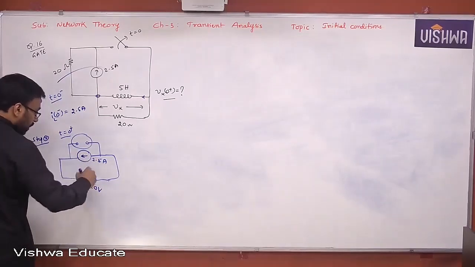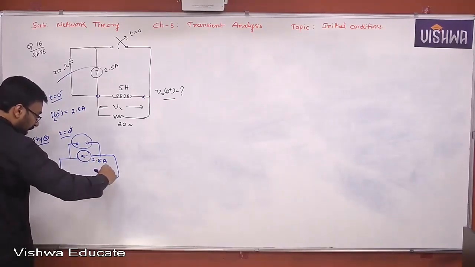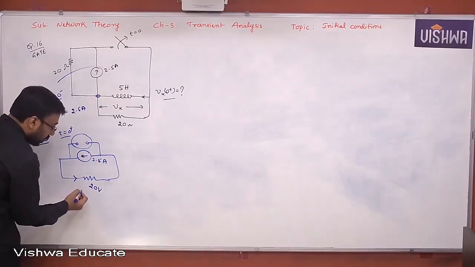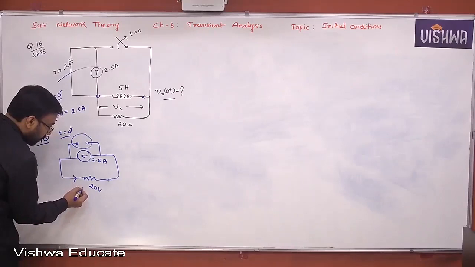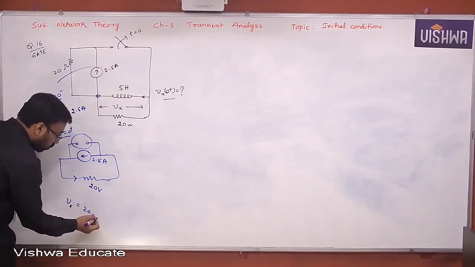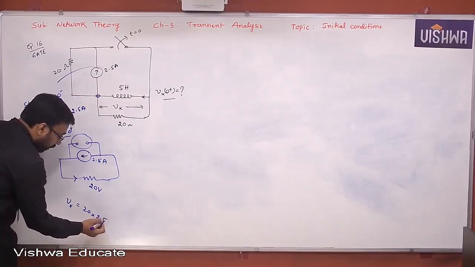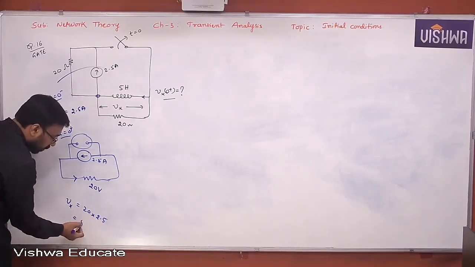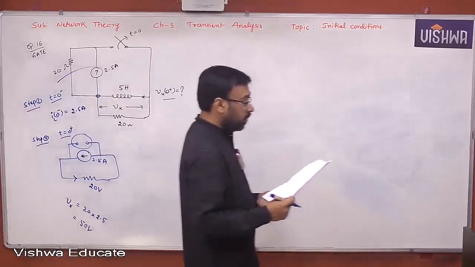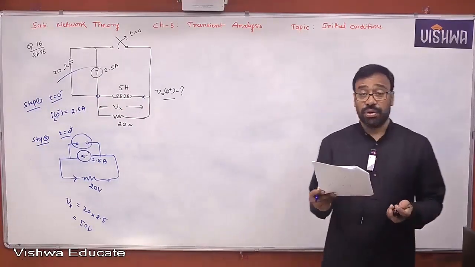So what do you get here? The current flowing in this element, actually in this direction, how much current is flowing? This is 2.5. Then finally the Vx value is 20 into 2.5. Then what do you get here? 50 volts. So what are the options given here? 50 volts or minus 50 volts? It's minus 50 volt.